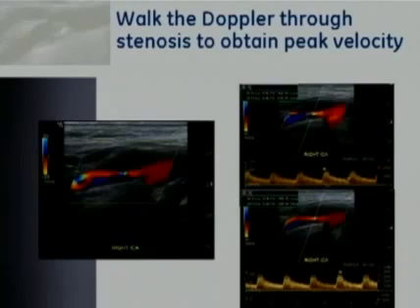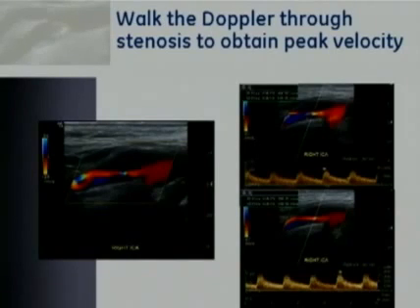Now we want to walk the spectral Doppler through areas of stenosis to obtain the peak velocity. What I mean by that is we're looking here with color at the area of the stenosis. I'm going to place my Doppler sample volume proximal to that point, and then in real time I'm going to move it slowly through the area of the stenosis, listening with my ear for the highest pitch sound and watching the waveform for the highest peak. And that's where my highest velocity is. I may do this 2 or 3 times until I'm satisfied that I've really obtained the peak velocity.